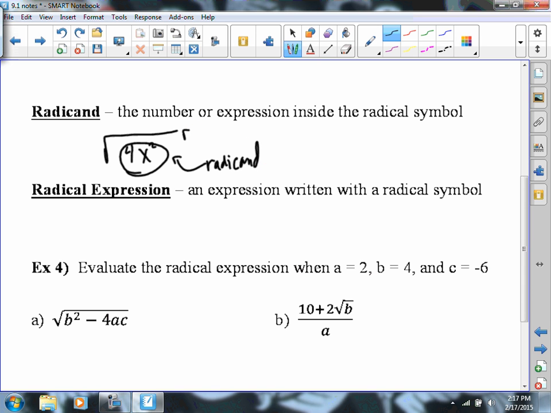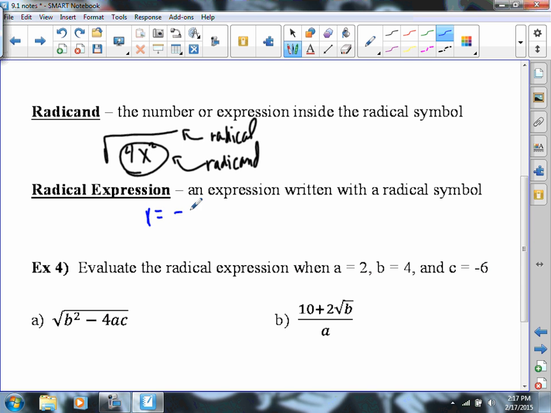Okay, the actual symbol is called a radical. Oops, R-A-D. There we go, radical. And then a radical expression is going to be an expression that's written within a radical sign. So that means you're going to have a square root in there somewhere.